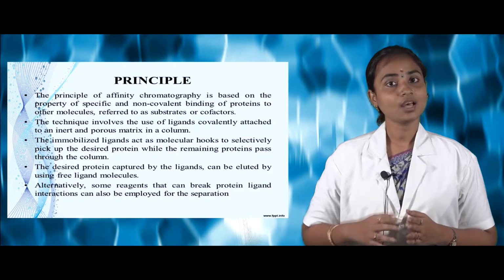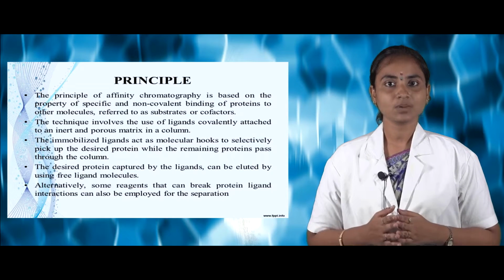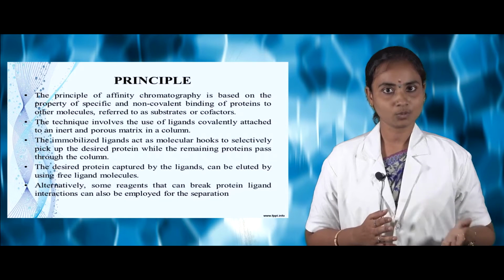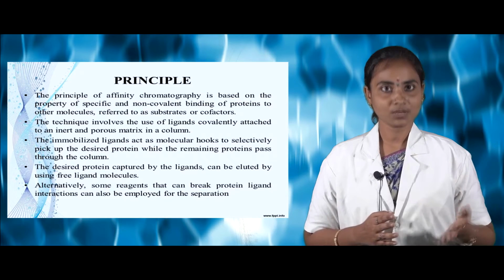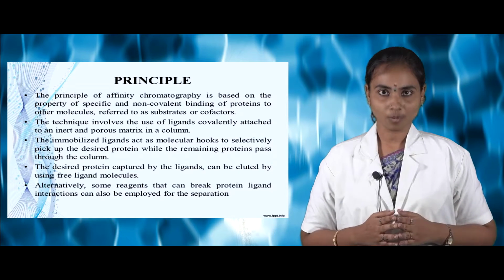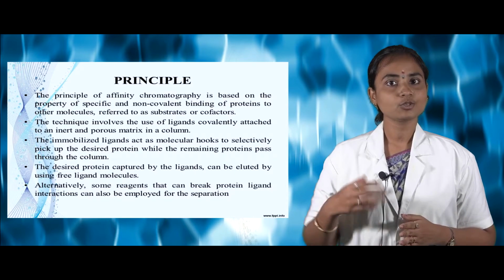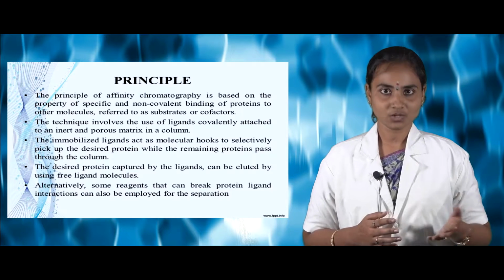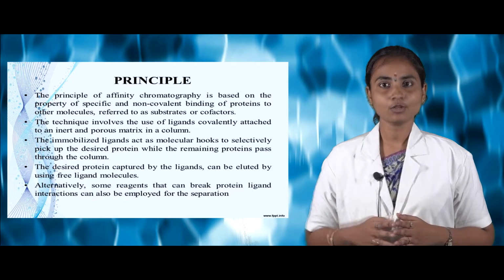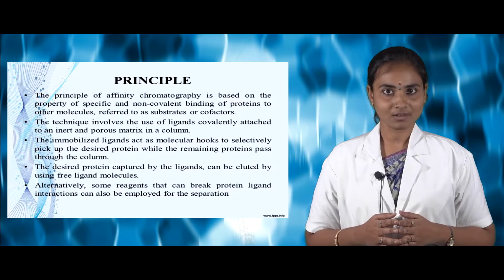Coming to the principle of affinity chromatography, it involves the interaction between the protein to be isolated and the ligand. There is a specific interaction between the substrate and the desired protein that has to be isolated. Affinity chromatography is based on the property of specific, non-covalent binding of proteins to other molecules like substrates or sometimes cofactors. The technique involves the use of ligands covalently attached to an inert porous matrix column.